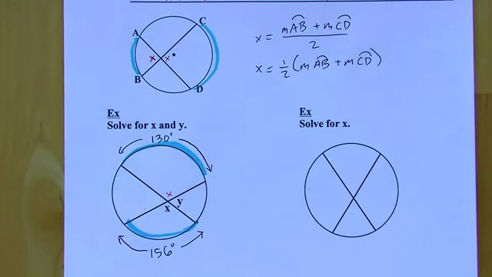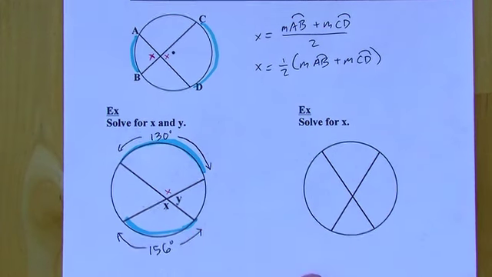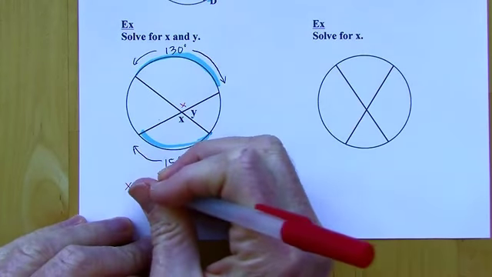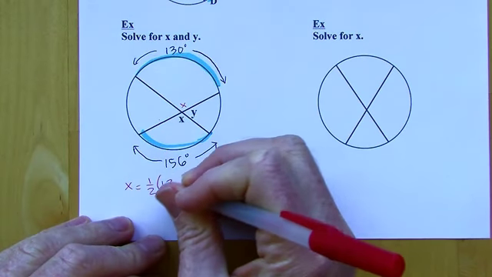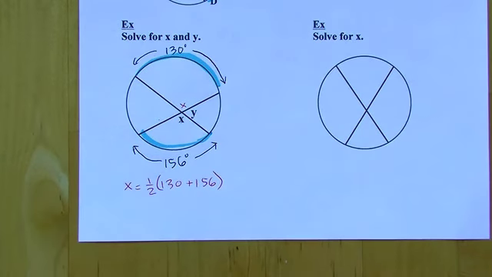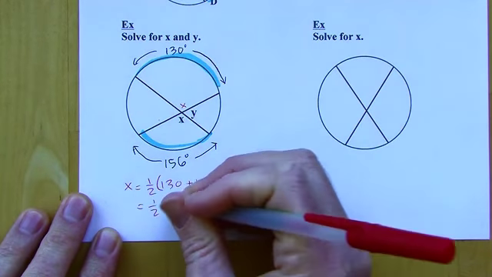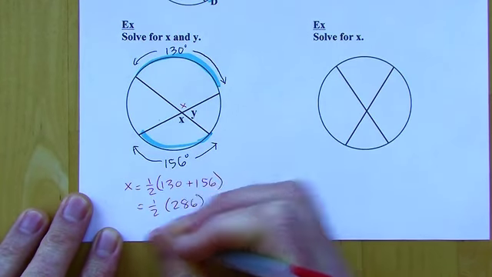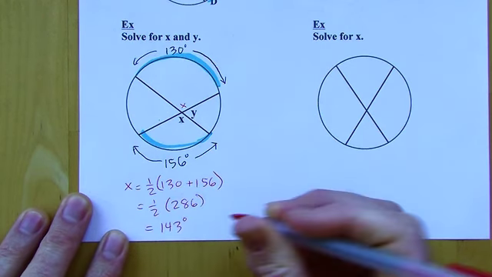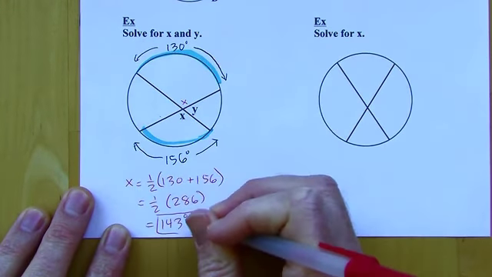So now I can say that x is going to be the average of those two blue arcs. So x is going to equal 1/2 of 130 plus 156. So that's 1/2 of 286. And that's going to come out to 143, and this is the measure of an angle, right? So I want to show that x is 143 degrees. Okay.